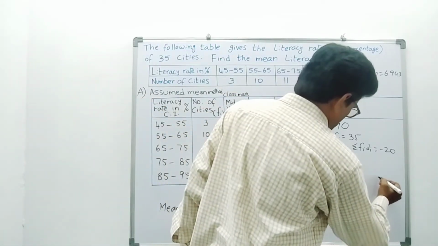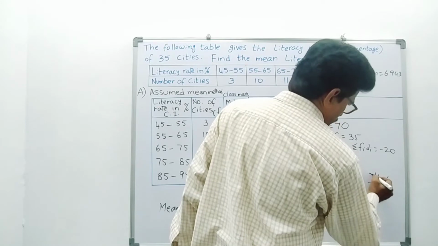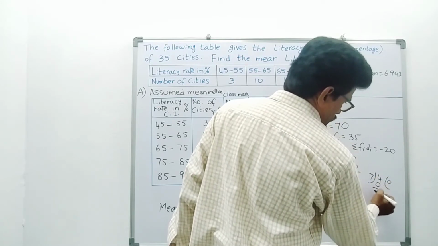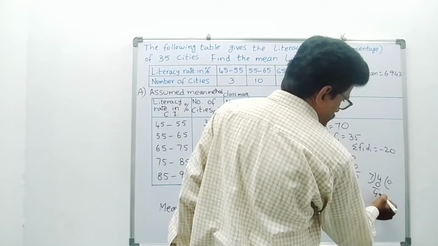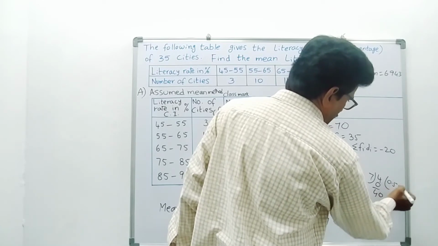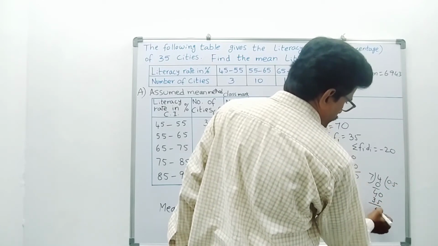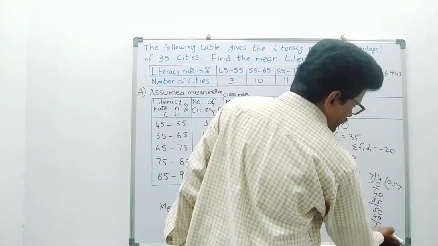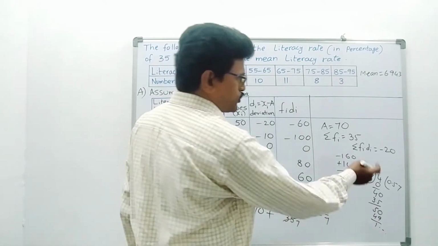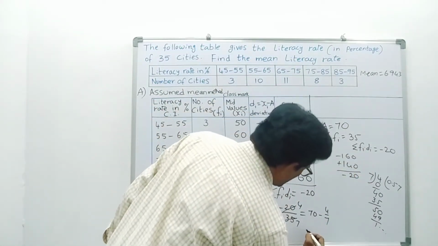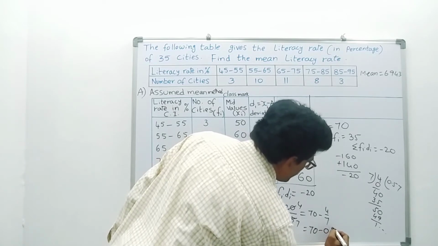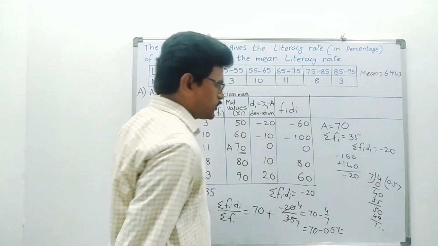So what is 4 by 7? First, 4 by 7 is not possible, so put a point and take 0. 7 5s are 35, 5 0. 7 7s are 49. You can leave the remainder. Now you are getting 0.57. So what is that? 70 minus 0.57. What is this value?